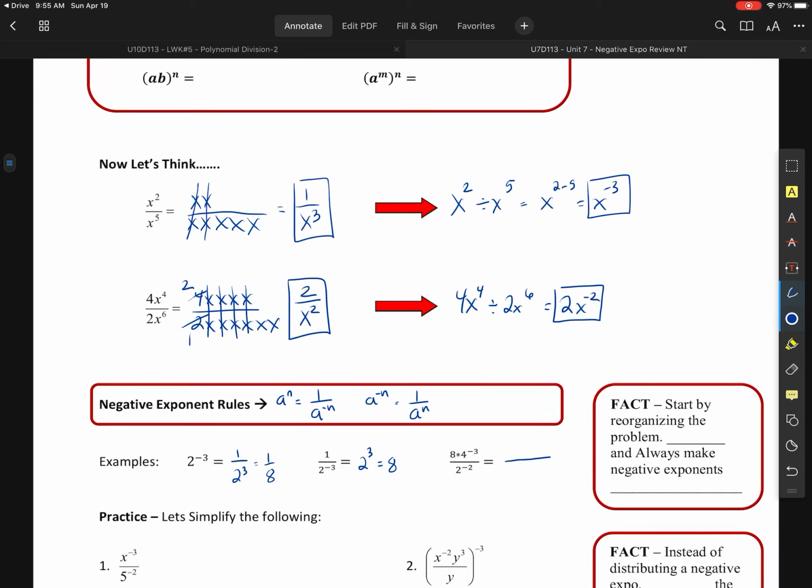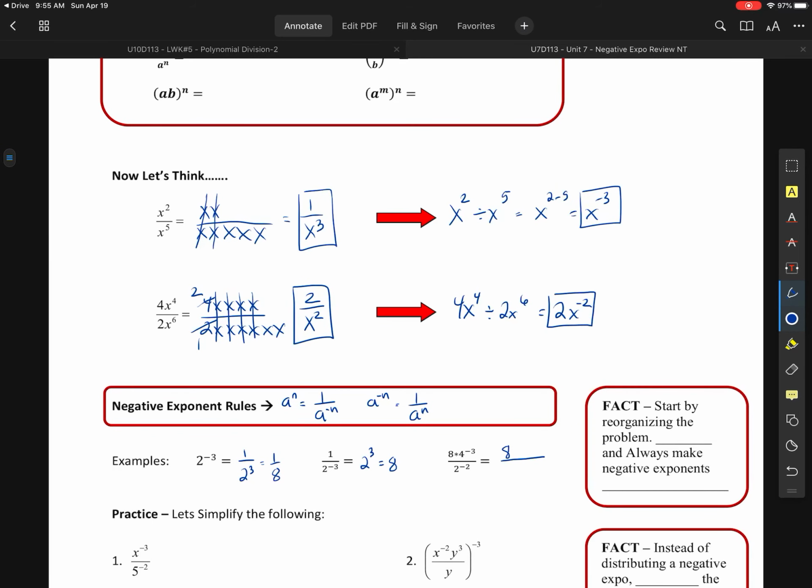So I want everyone to get used to, with all problems with negatives, whenever we see a negative, we just want to reorganize. So the 8 has an exponent of positive 1, so that's staying. The 4 has a negative 3, so we drop that down. The 2 has a negative 2, so we bring that up. So really here, we have 8 times 4 over 64, which gives us 1/2.